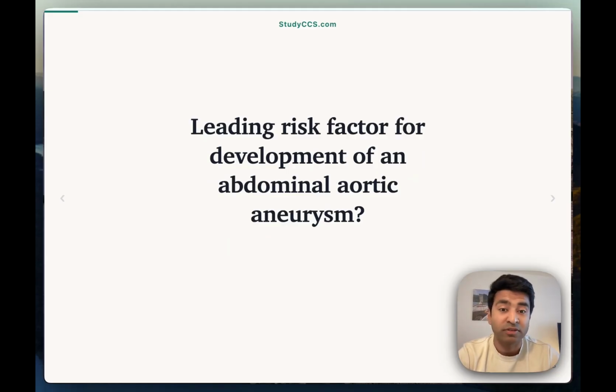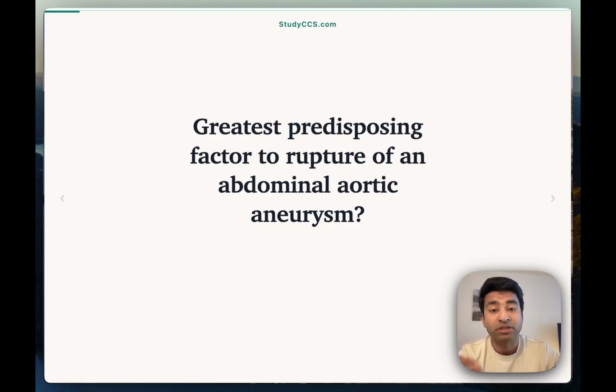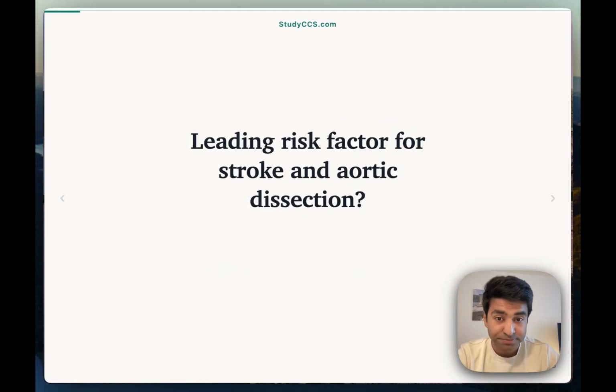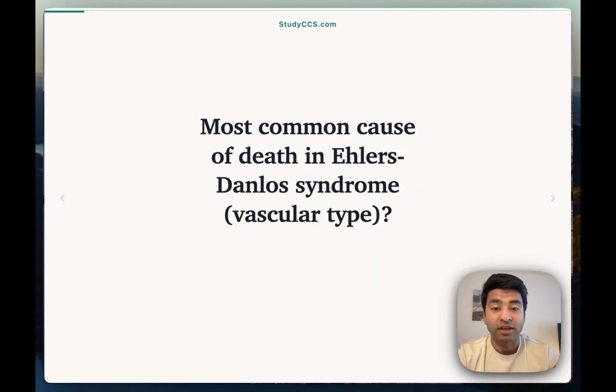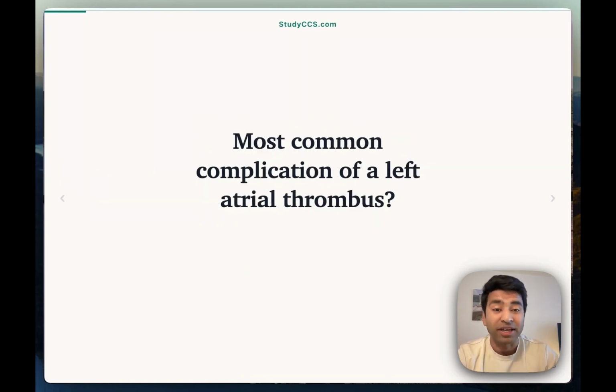Leading risk factor for development of an abdominal aortic aneurysm, or AAA, is smoking. Greatest predisposing factor to rupture of an AAA is the diameter of the aneurysm. Leading risk factor for stroke and AD is hypertension. Most important predictor of survival in aortic coarctation is age at the defect repair. Most common cause of death in Ehlers-Danlos syndrome is aortic dissection. Most common complication of an LA thrombus is embolization.